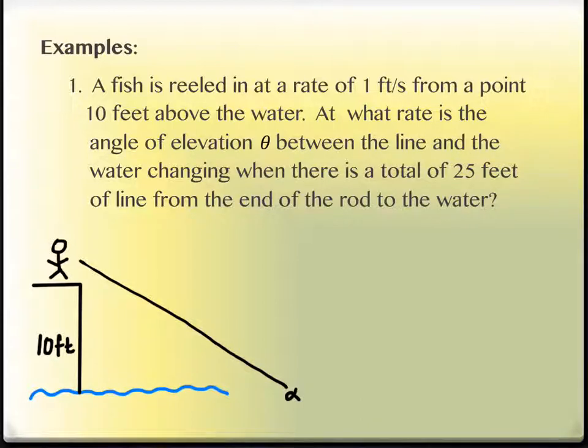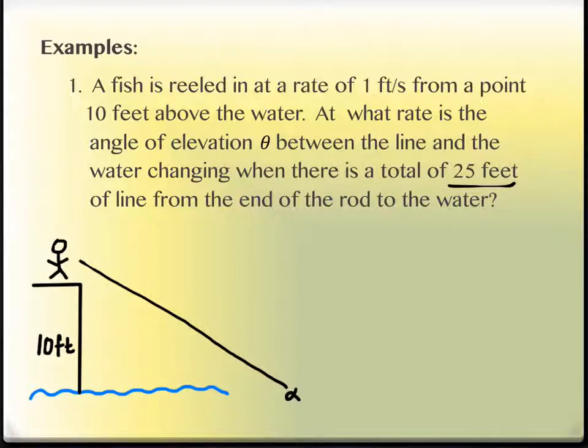It says the fish is reeled in at a rate of 1 foot per second. So this line that's out is being reeled in. Right now, there's 25 feet of line, okay? But 1 second from now, it will be 24 feet of line, right? And then another second, it's going to be 23 feet of line, because that's how fast he's pulling this fish in. Is everybody good with the description so far?